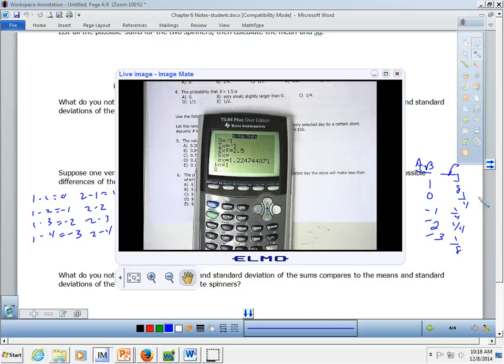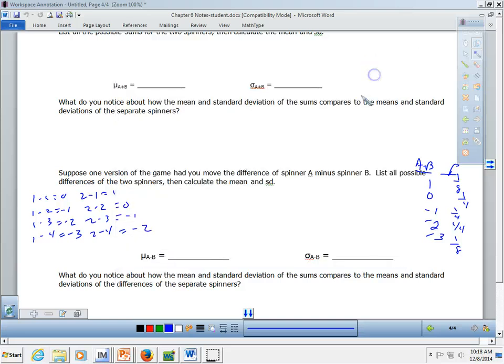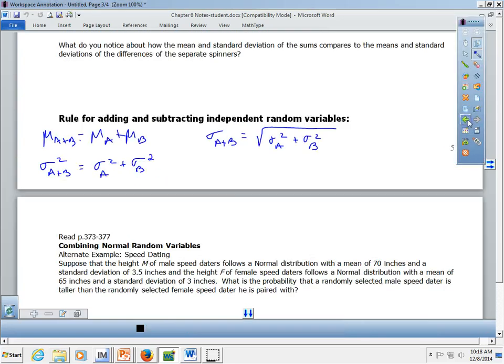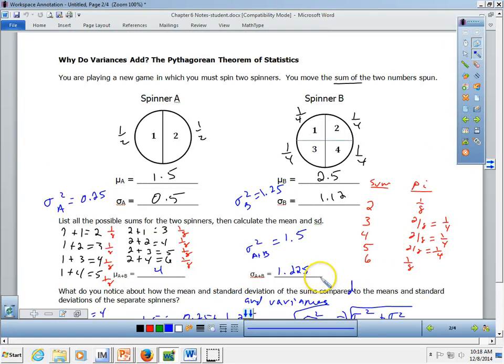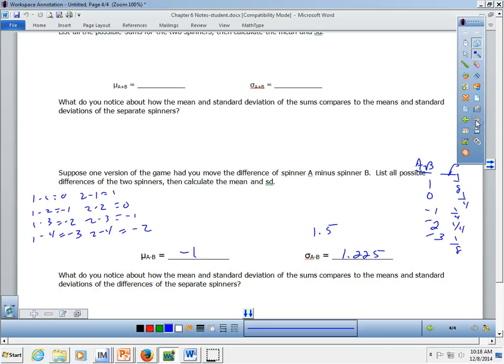The mean for this is negative 1, and the standard deviation is 1.225. Now, if you just compare this to when we added them, 1.225 squared, like we did before, was 1.5. Right? It's the same deal. But the mean changed a little bit, right? Where did the negative 1 come from?